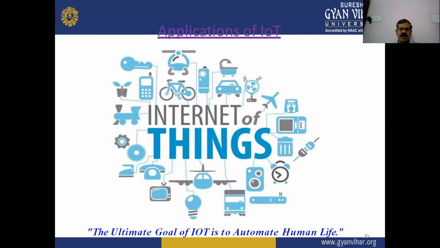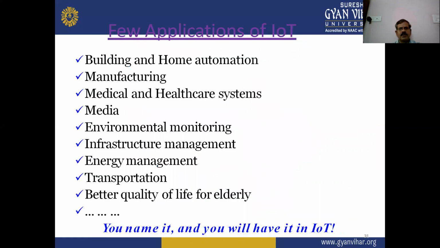Applications of Internet of Things. So there are a few applications of IoT. First, building and home automation, manufacturing, medical and healthcare systems, media, environmental monitoring, infrastructure management, energy management, transportation, and better quality of life for the elderly.